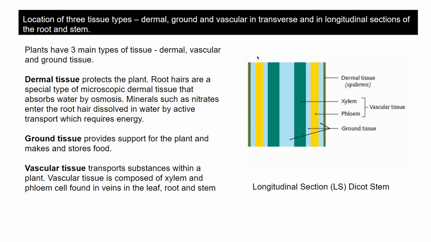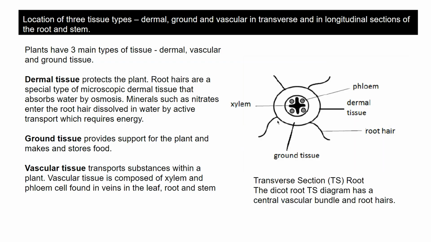Now, as in the syllabus, we should also be able to recognize a longitudinal section. This is a lengthways slice, so looking at the stem from the side. Okay, from the outside, you have the dermal tissue, and then you have some ground tissue. And the yellow is the phloem. The phloem is carrying food away from the leaves. And the green here is the xylem. The xylem is carrying water upwards from the roots.